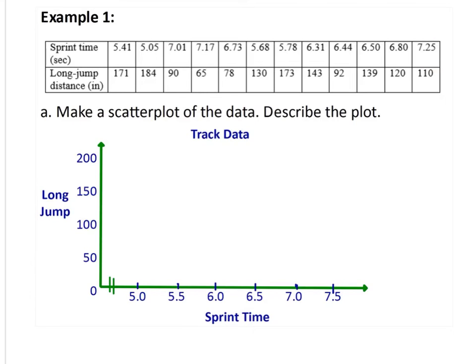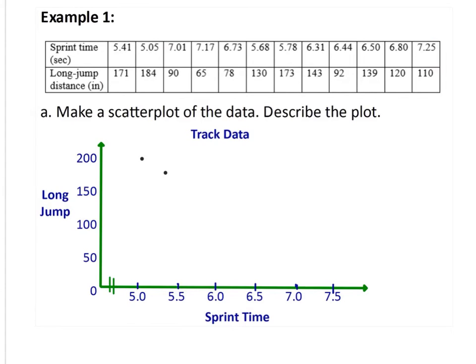So if I think about plotting these points, 5.41 is my x and 171 is my y. So I'd come over to 5.41 up to 171 and I'd do a point right there. 5.05 and 184 would be about there.